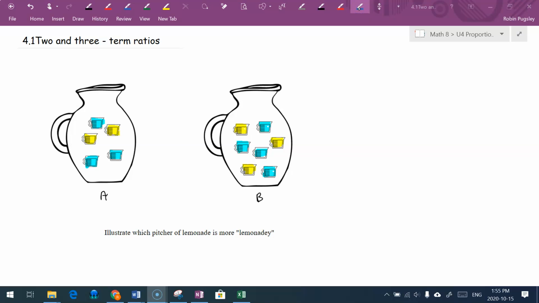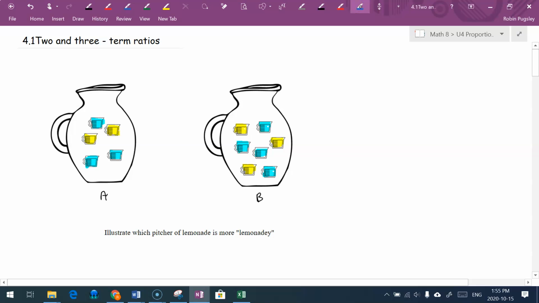Today we're going to start looking at our ratios in our proportional reasoning chapter. So in this little activity, I'd like you to look at these two pitchers of lemonade, and these are the recipes for making lemonade, and try to figure out which lemonade is more lemonade-y.